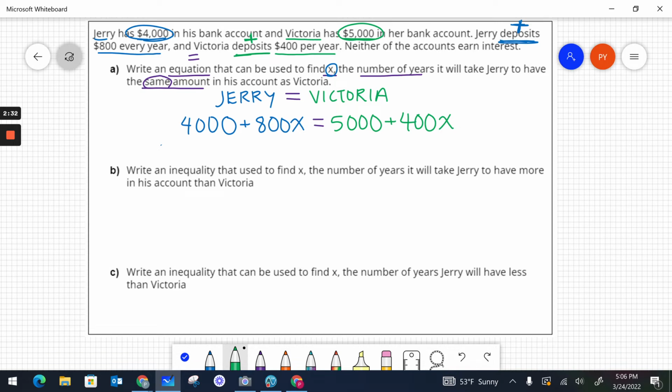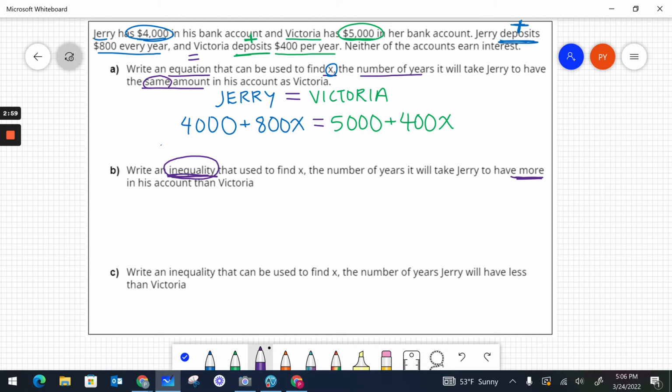Let's look at the next question. It's asking us to write an inequality this time that can be used to find x, which will be the number of years it will take for Jerry to have more than Victoria. When you are asked to make an inequality, then instead of an equal sign, we're going to use an inequality symbol. Let's review what those are.